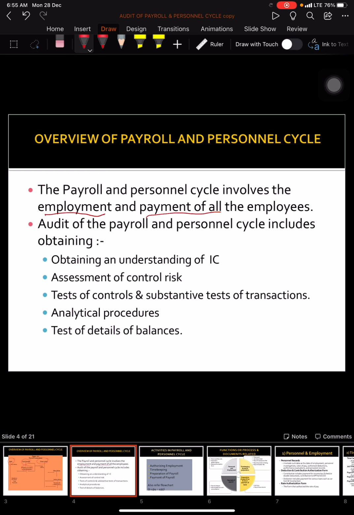And then the audit of the payroll and personnel cycle includes, number one, we should understand as the auditor the internal control. And then if we already understand, we have to assess the control risk. The third one, we have to do our test, which is test of control and substantive test of transaction. Next one will be analytical procedures, and the last one will be test of detail balances. Test of detail balances means the figure that we would like to transfer to our P&L.